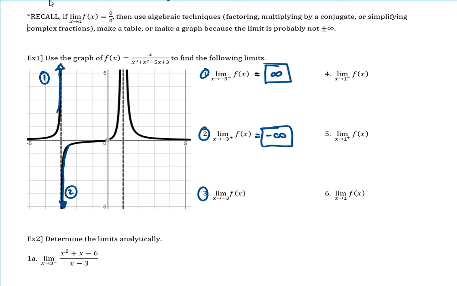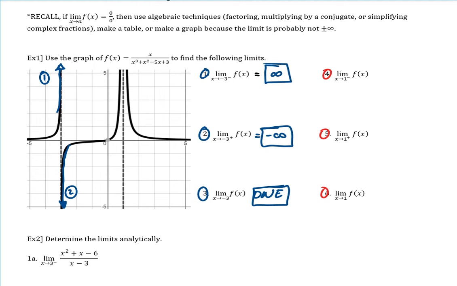And then our third one just depends on the rule that we'll use. We just have to compare these two answers. These two answers are different. One's positive, one's negative. So that means this one does not exist. Remember, these have to be a match for this to have an answer.